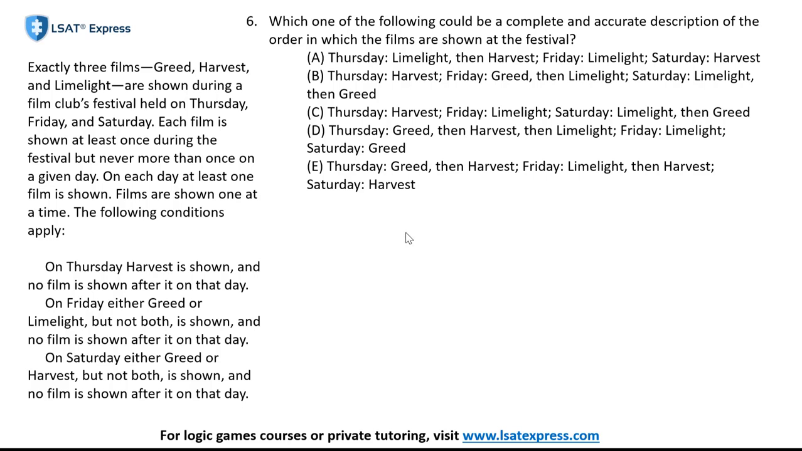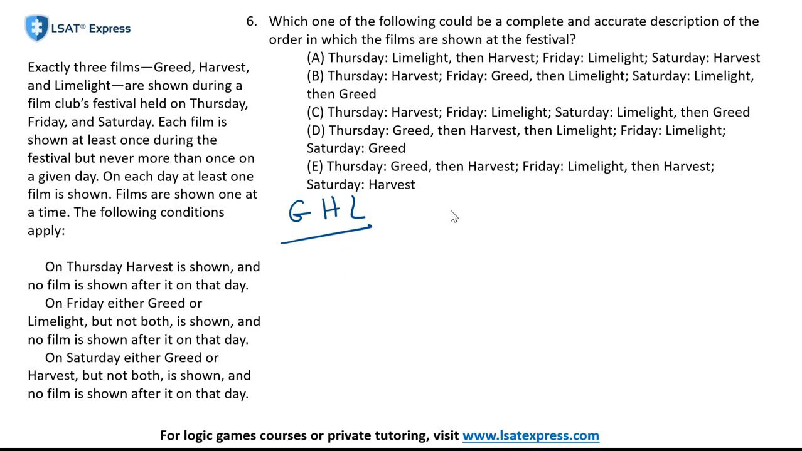The first game on this test was a sequencing game, an ordering game. We ordered things from left to right. This is really a mix of sequencing and grouping, and I'll show you what I mean. The items we're placing here, G, H, and L. So let's write them. G, H, L, and we'll do a nice underline.